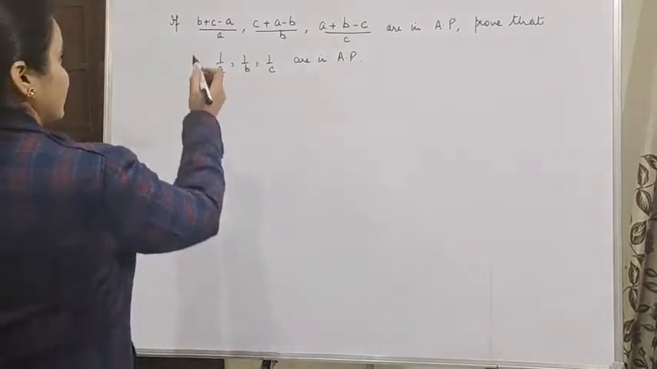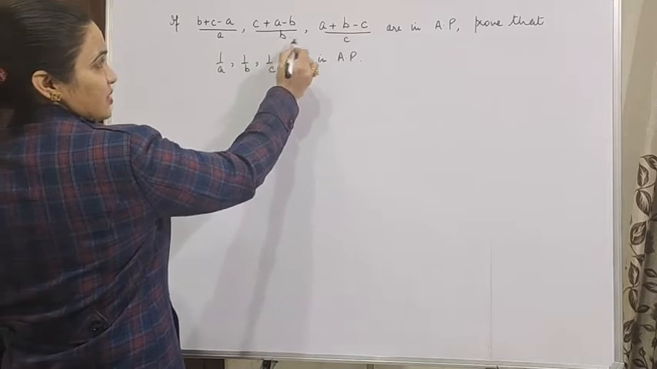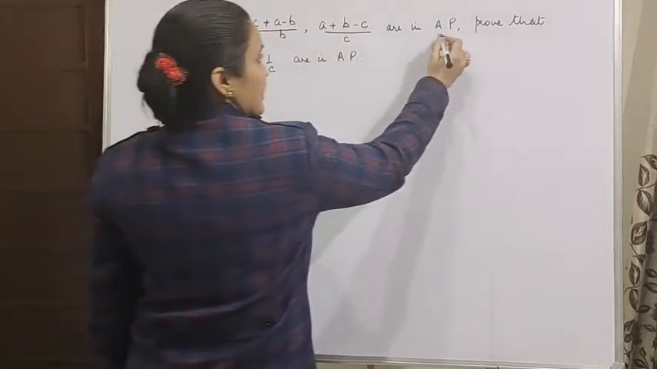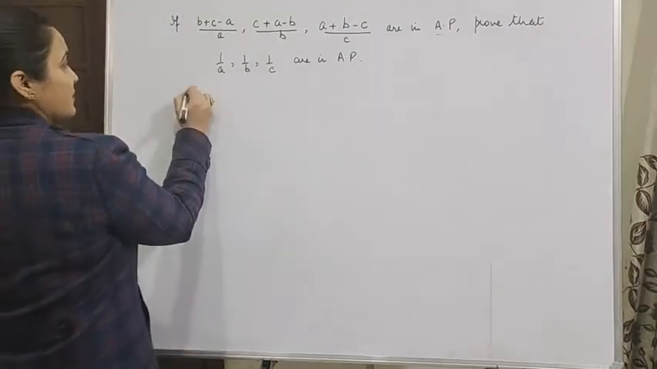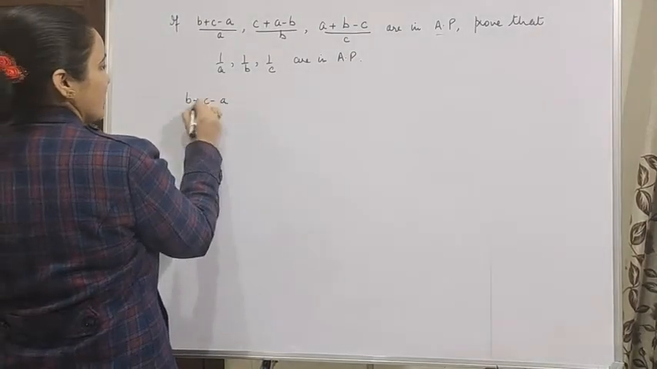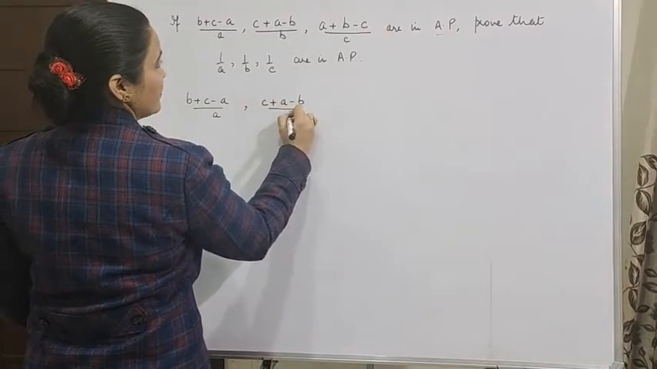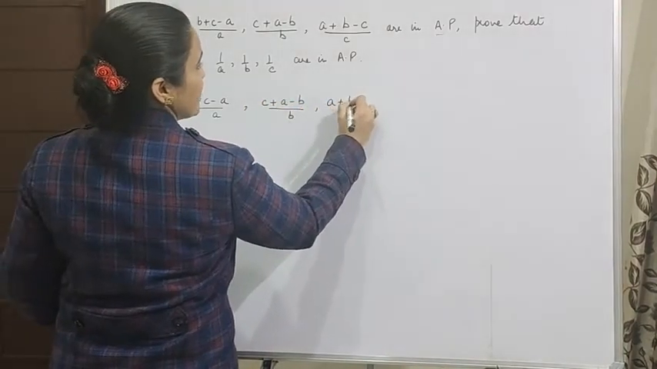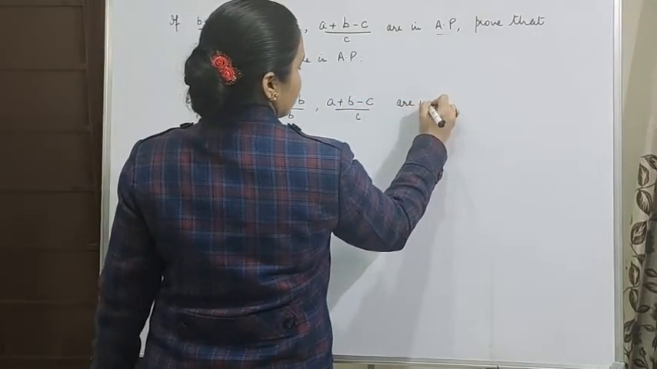Next question. If (B+C-A)/A, (C+A-B)/B and (A+B-C)/C are in AP, then prove that this is in AP. So let (B+C-A)/A, (C+A-B)/B, (A+B-C)/C are in AP.